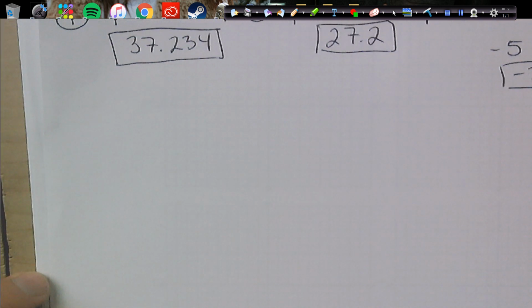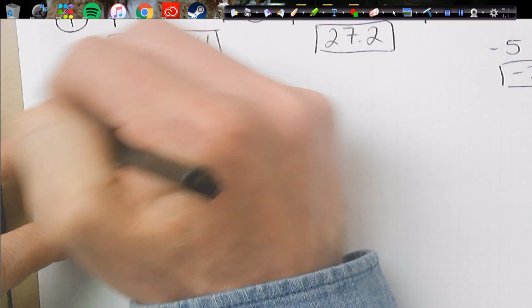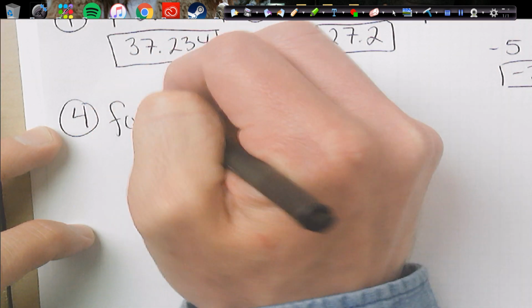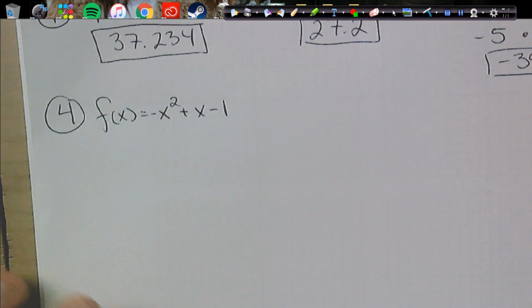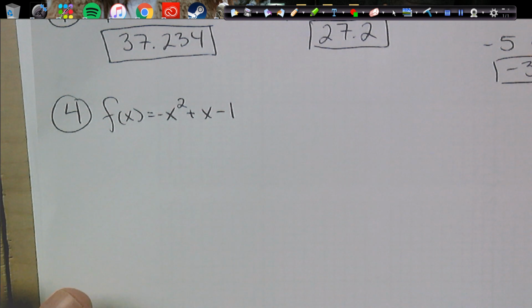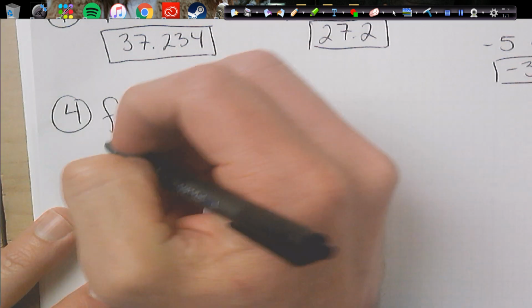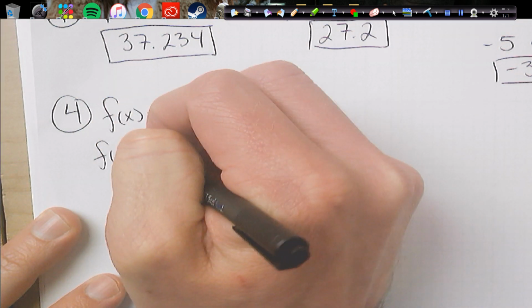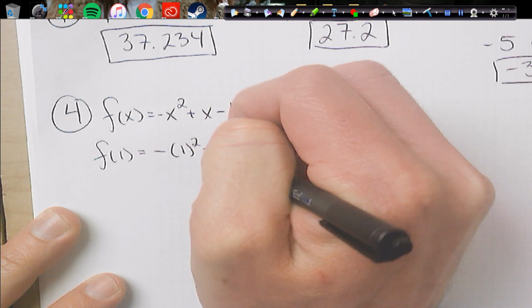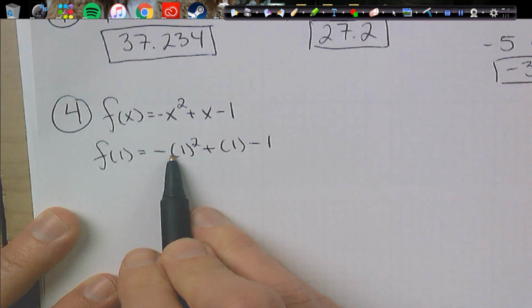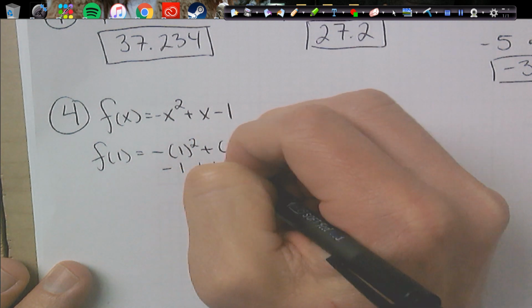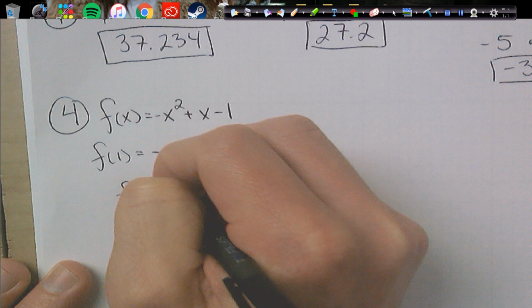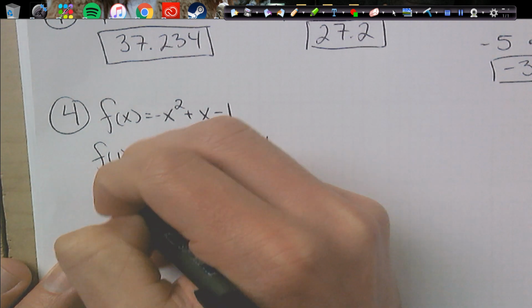All right, moving on. Number 4. We're given f of x equals negative x squared plus x minus 1. This is a function, and they want us to go ahead and find out what the function would equal given a certain value. So we get f of 1, which means we're going to plug in 1 for x. 1 squared is 1, but it is a negative on the outside. Plus 1 minus 1, so f of 1 is going to equal negative 1.